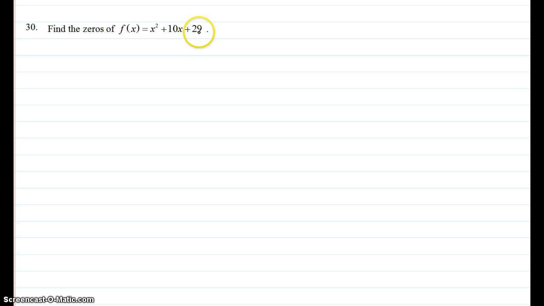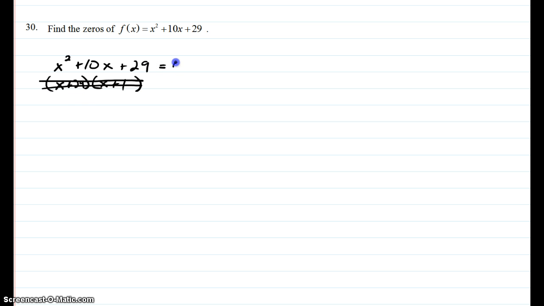Alright, for 30, find the zeros of x squared plus 10x plus 29. And so your first thing you'd probably want to try is to factor this. And so we can get x times x that equal x squared. But now the 29, what numbers multiply to 29? And 29 is prime, so it would have to be 29 and 1. And those numbers will not add to 10. So factoring doesn't work.